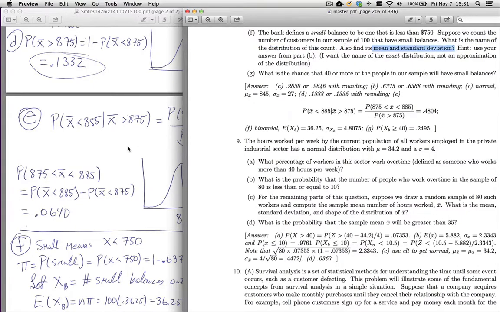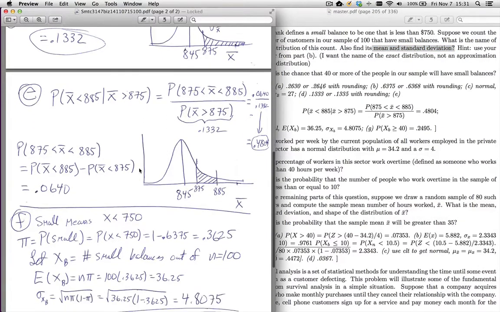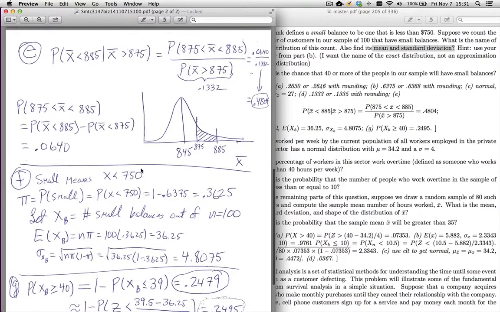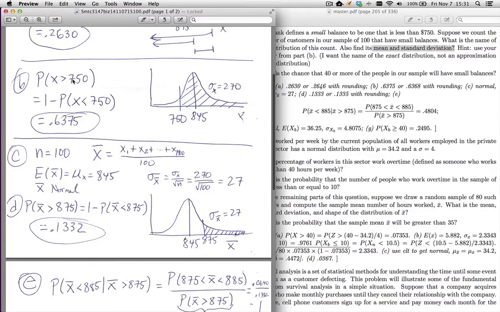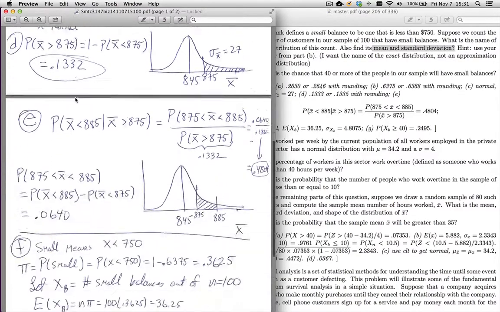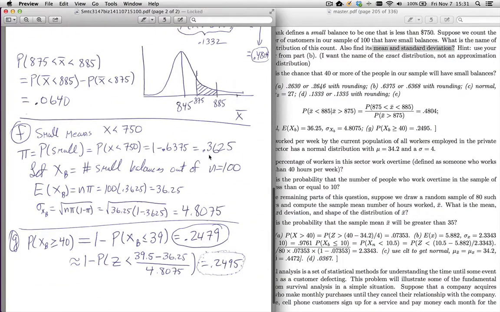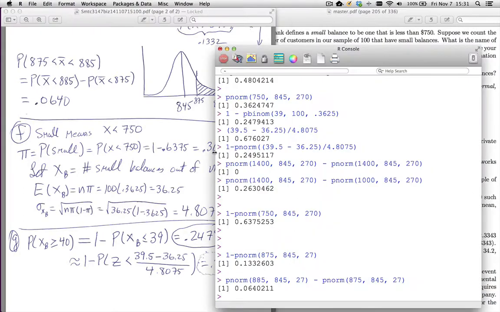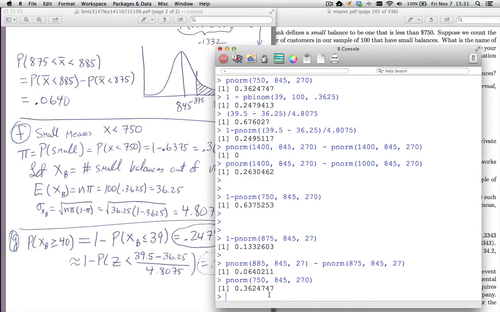Well, let's see. We need to know the probability of a small balance. We've already kind of found that from part A. So part B was asking what's the probability it's greater than 750. Well, 1 minus that gives us the probability of a small balance, so 36%. If you want, you could go back and type this in. So it would be 750, 845, 270, and we get the same number. All right, we did that earlier.